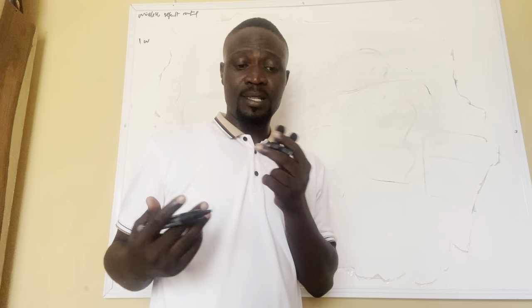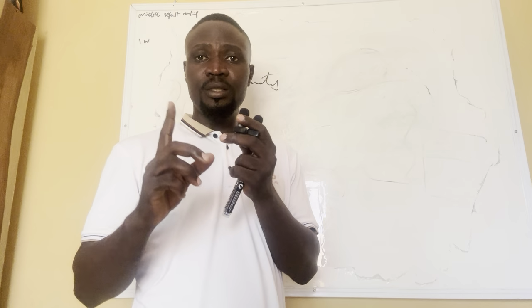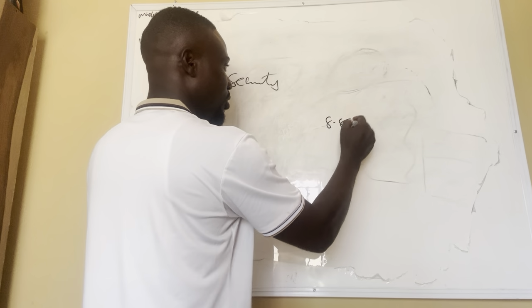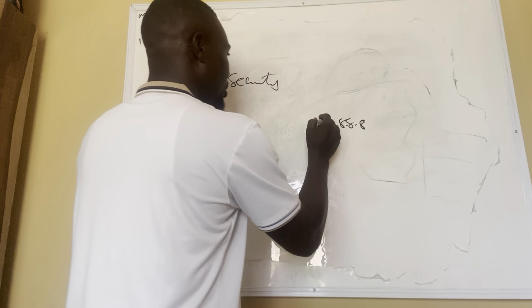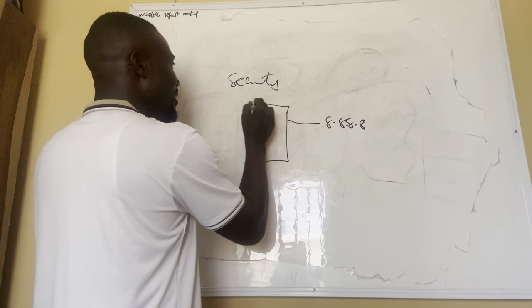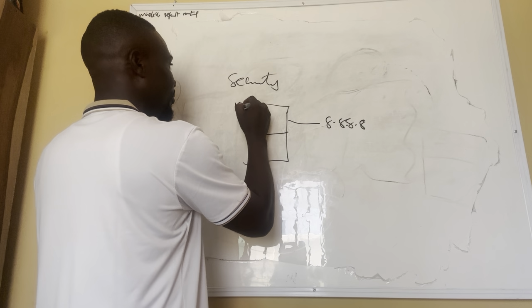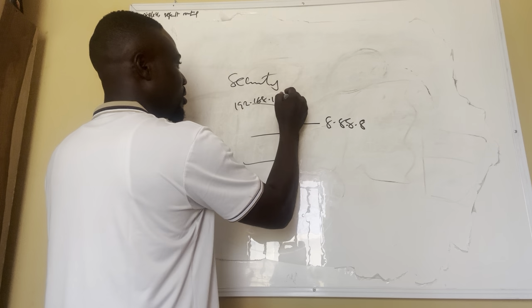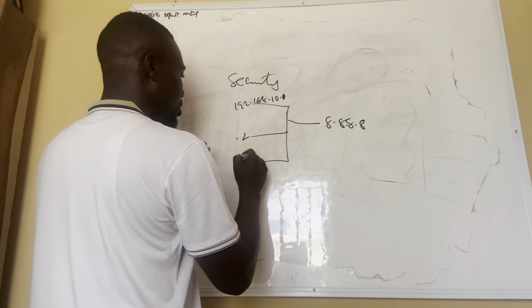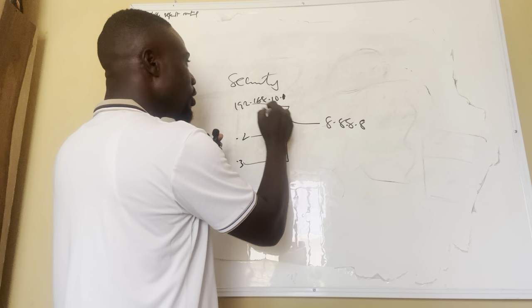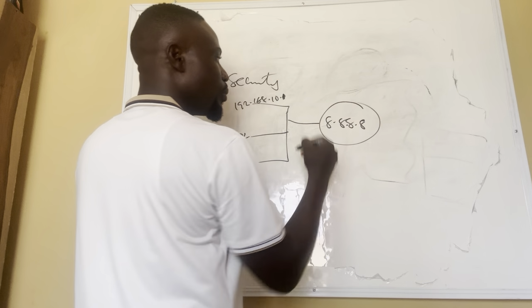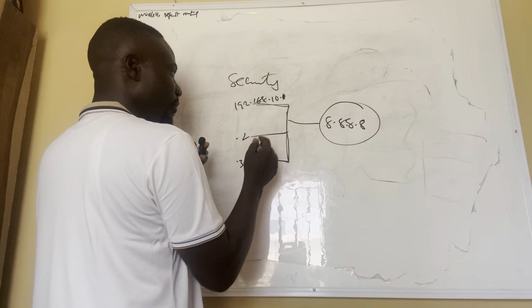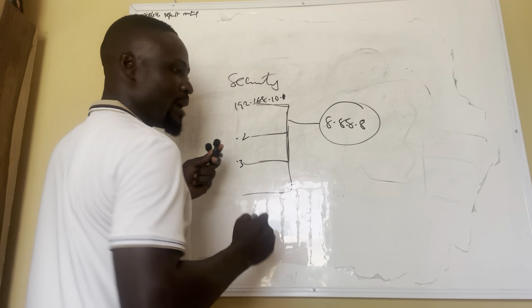Security in the sense that you are using just one public IP, 8.8.8.8. You are mapping it to different private IP addresses internally, let's say 192.168.10. This is dot one, this is dot two, this is dot three. So you are using just one single public IP to reach the internet from many private IP addresses.